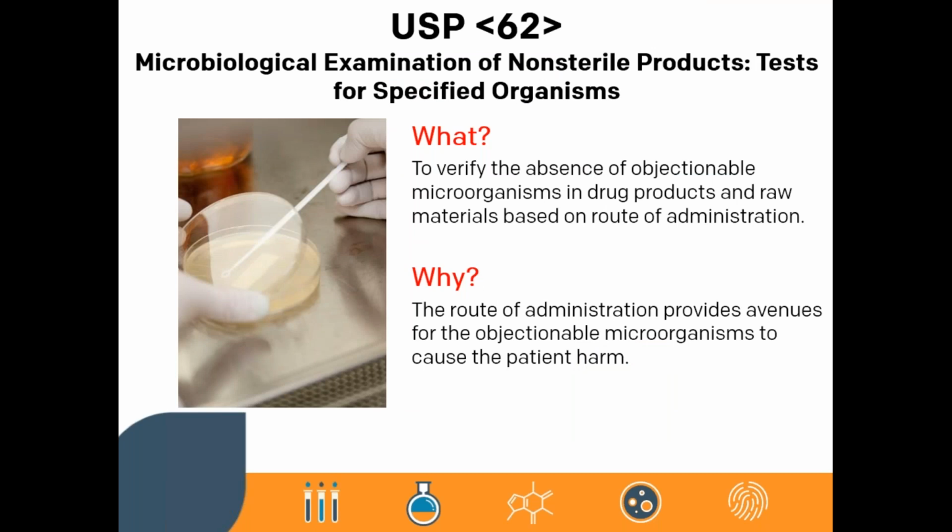Okay, the USP 62 is really the absence of specific objectionable organisms. For example, you don't want E. coli in a tablet or a capsule or staph in a topical cream. And so you might want to look at that examination for a non-sterile product. Those are examples of what the test is, and why you would conduct that test.